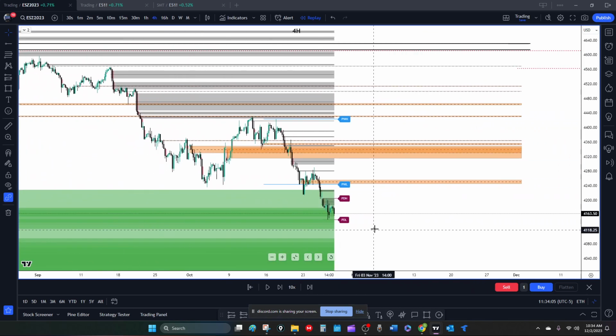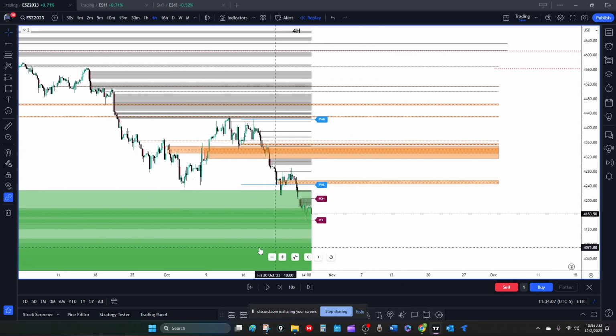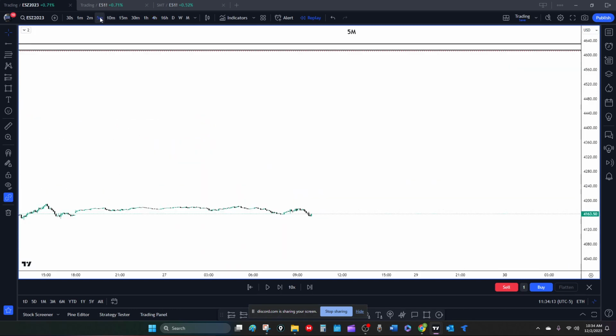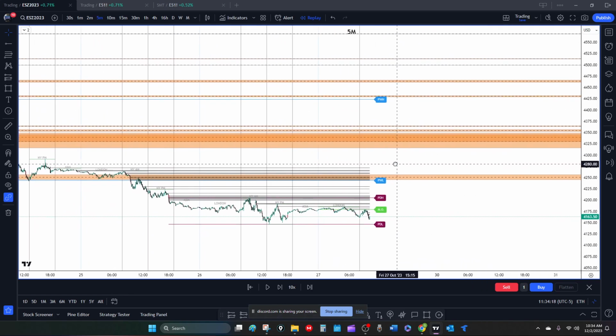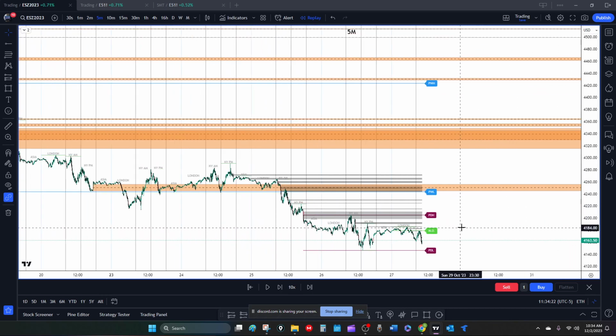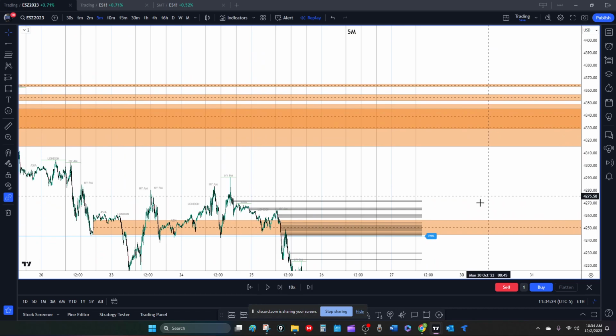Right. So we're in the daily PD array, so we're on the 4 hour. Then let's just drop down to the 4 minute, or sorry, 5 minute. Expand all that, and we'll start replaying candles and see what happens here.